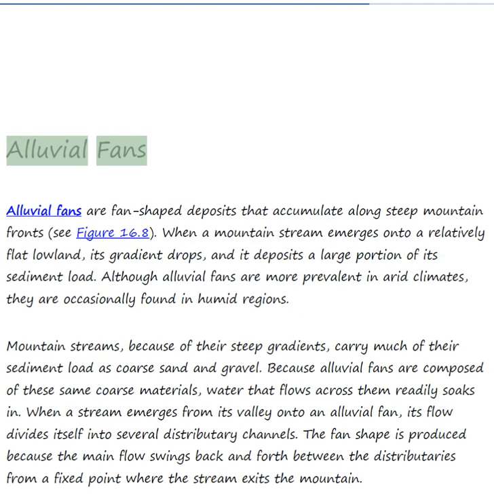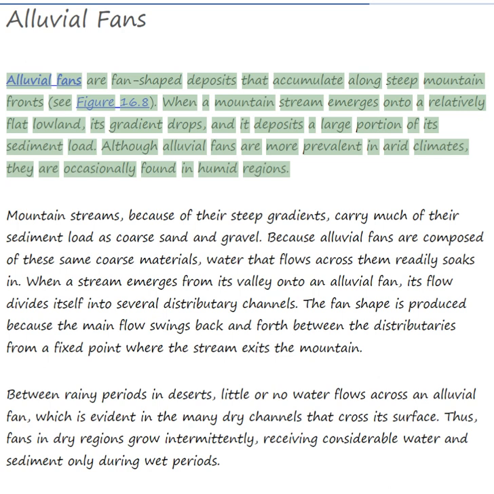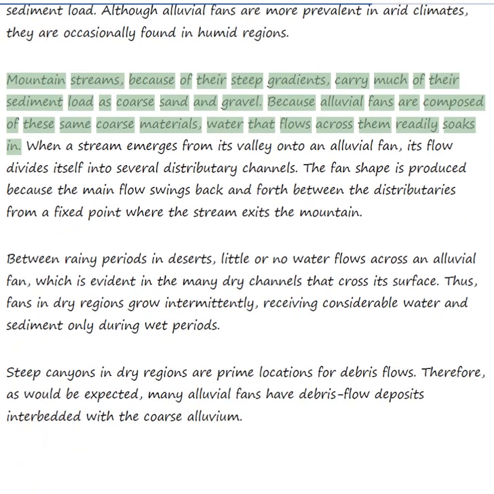Alluvial fans. Alluvial fans are fan-shaped deposits that accumulate along steep mountain fronts. When a mountain stream emerges onto a relatively flat lowland, its gradient drops, and it deposits a large portion of its sediment load. Although alluvial fans are more prevalent in arid climates, they are occasionally found in humid regions. Mountain streams, because of their steep gradients, carry much of their sediment load as coarse sand and gravel. Because alluvial fans are composed of these same coarse materials, water that flows across them readily soaks in.